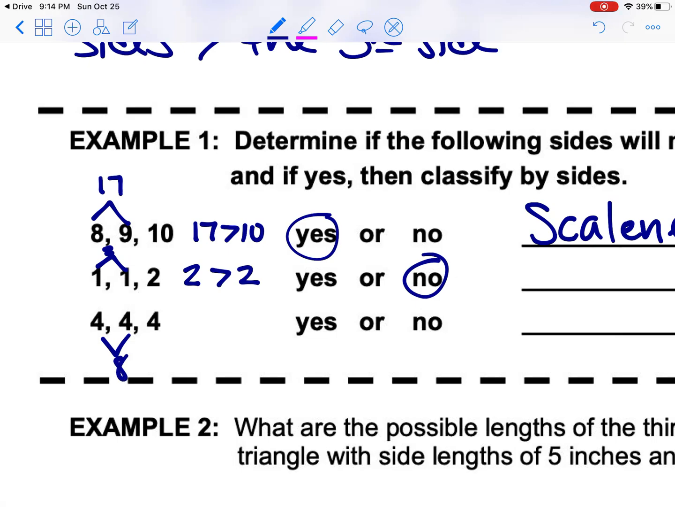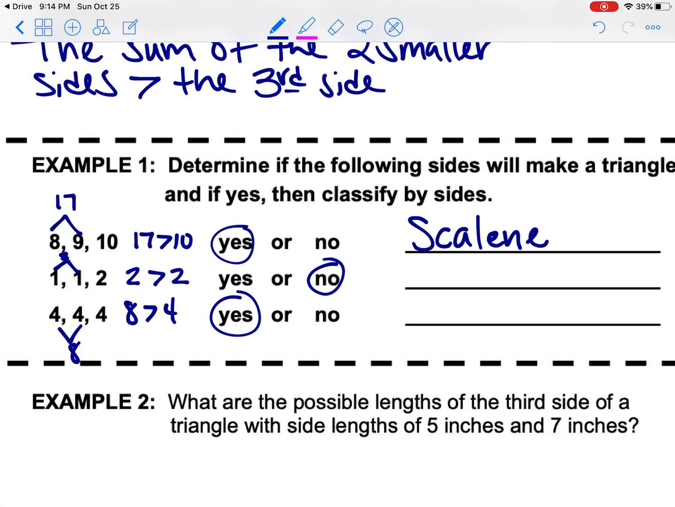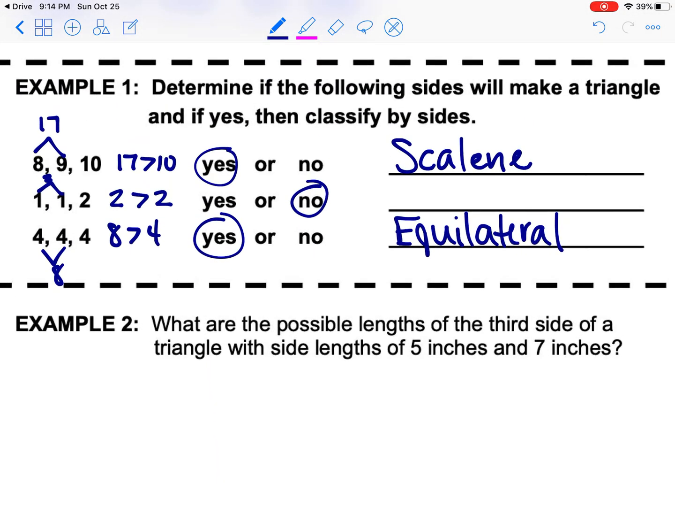Last one here, add the two smaller sides. We get 8. Is 8 greater than 4? Yes, it is. So then we classify, and we can see that all three sides are the same. So it is an equilateral triangle. Okay, so that's how you determine if the three sides will form a triangle.